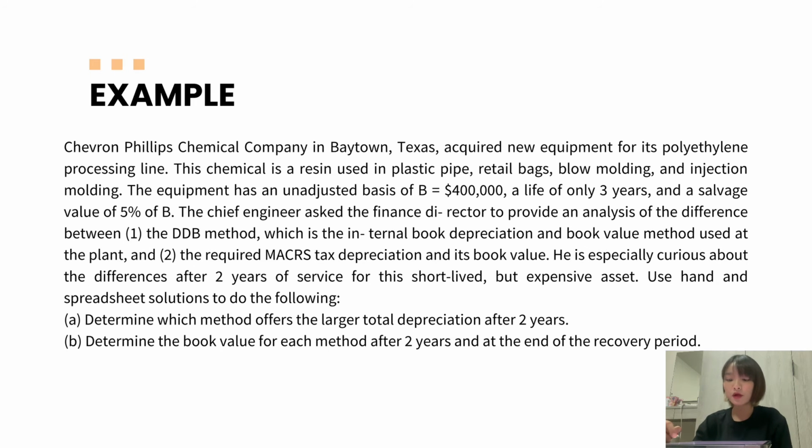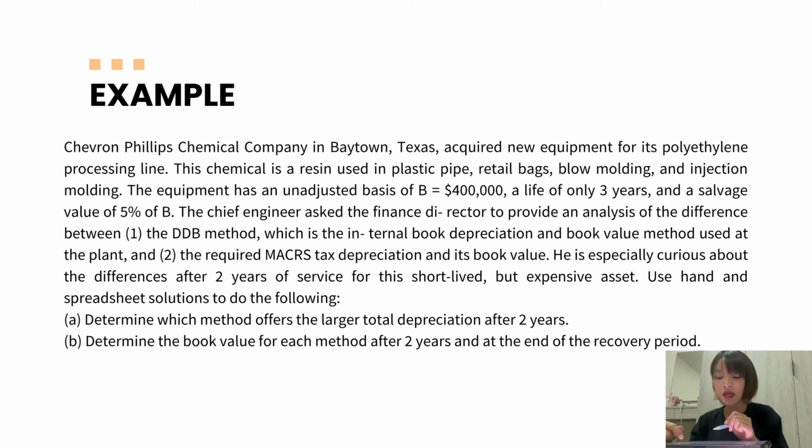Chevron Phillips Chemical Company in Baytown, Texas acquired new equipment for its polyethylene processing line. This chemical is a resin used in plastic pipe, retail bags, blow molding, and injection molding. The equipment has an unadjusted basis of B equal to $400,000, a life of only 3 years, and a salvage value of 5% of B.